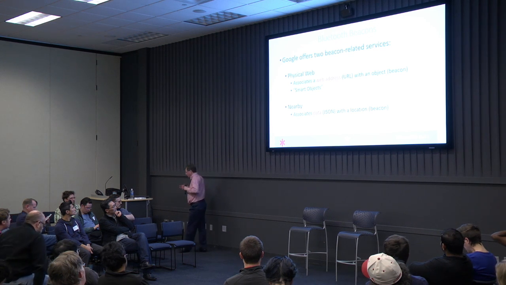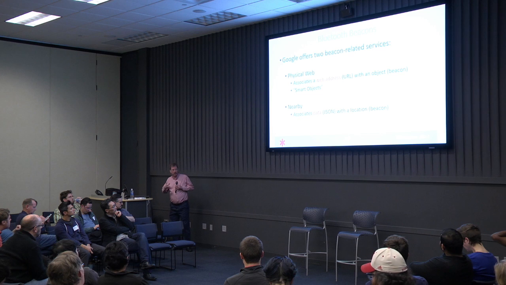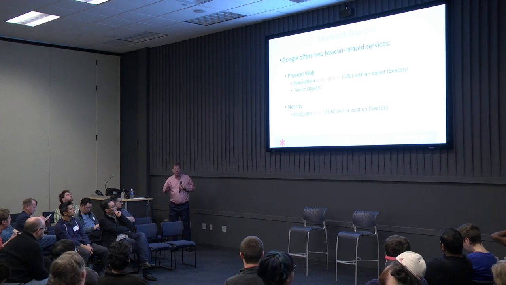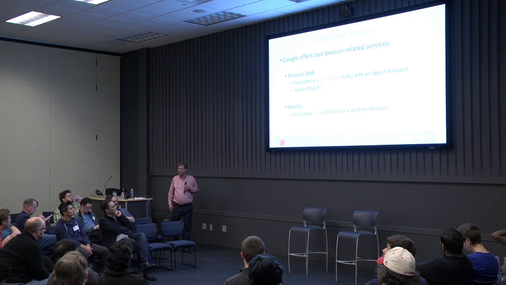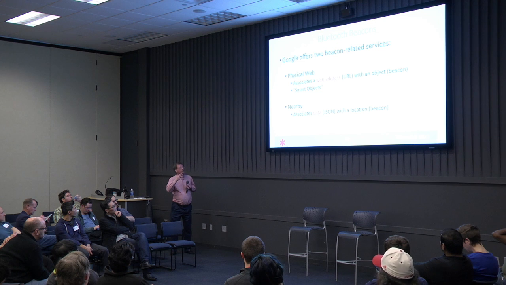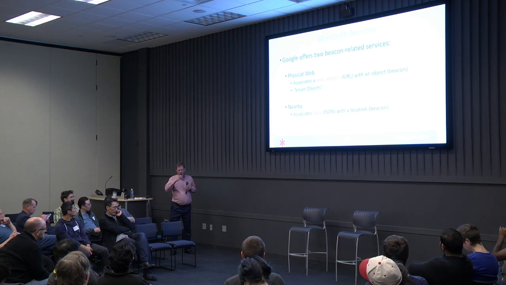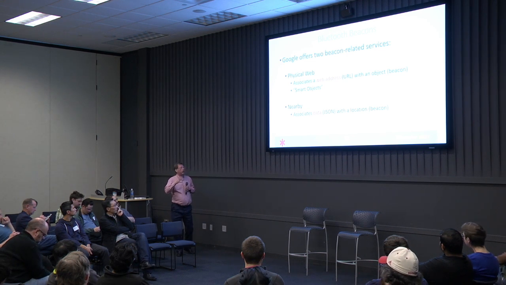And so in some sense, some of my beacons pretend that they're in Del Mar, and if you're in proximity to the beacon, it figures you want Del Mar information. The physical web model is that the beacons will web-enable smart objects, or will allow smart objects to have URLs.